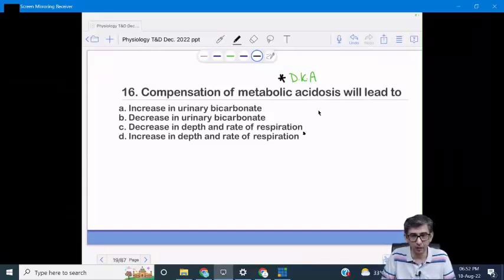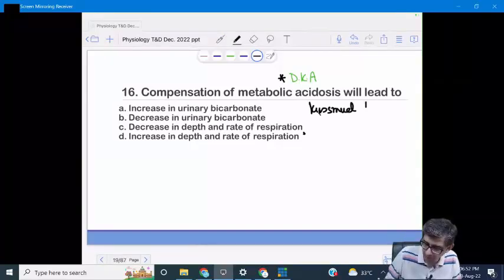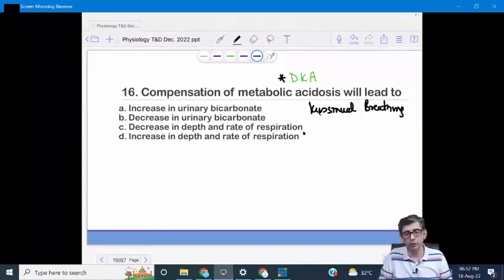And in diabetic ketoacidosis, we always read about small breathing. So small breathing is a method of compensation in any patient who's having metabolic acidosis. The compensation of metabolic acidosis will be respiratory alkalosis. So the person has to hyperventilate.